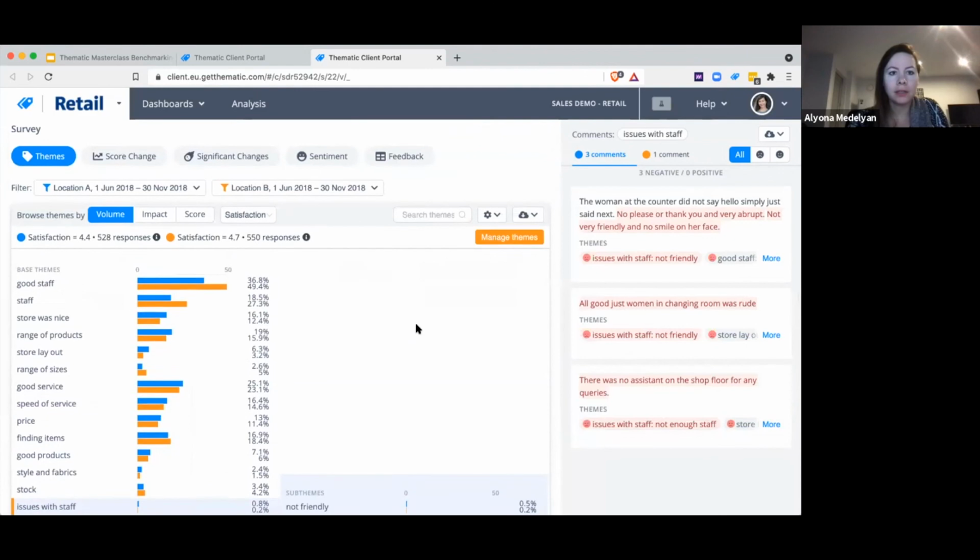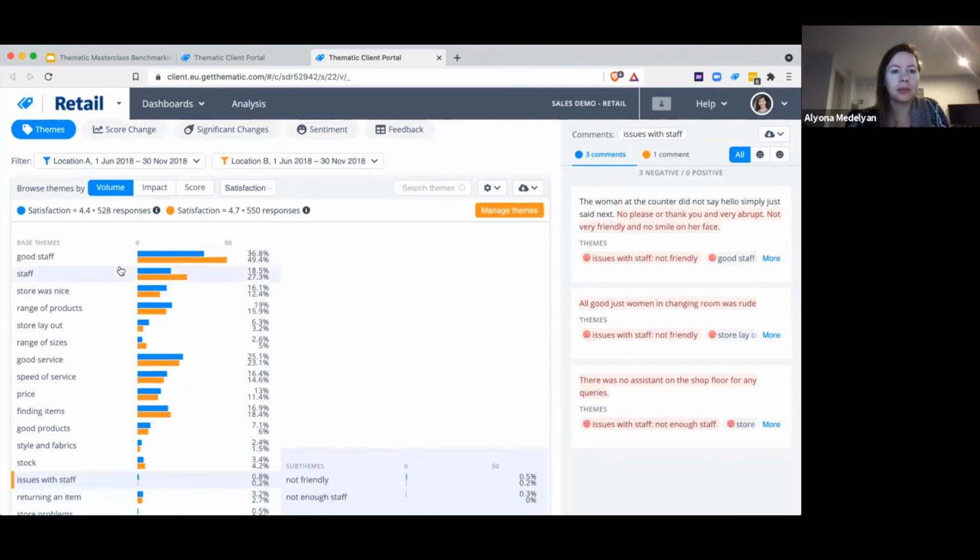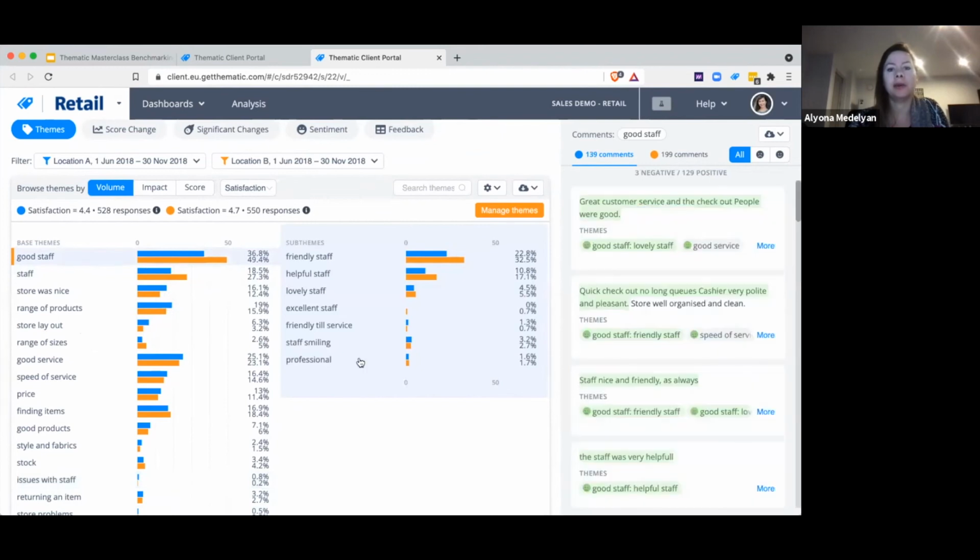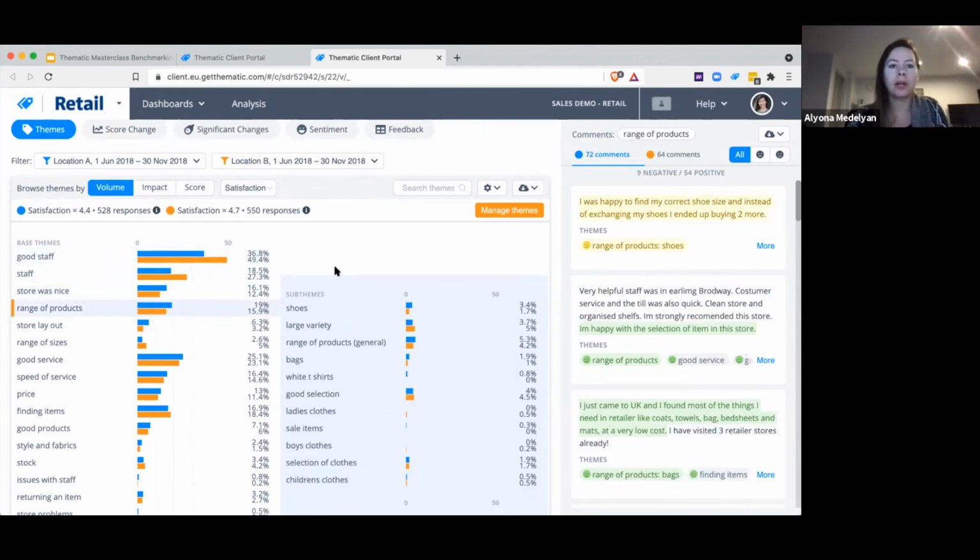Oh, it looks like it's not necessarily something in terms of complaints. It's not necessarily something that occurs frequently. But when people don't mention things like friendly or helpful staff, that means they're kind of lukewarm about the staff, because this specific difference is statistically significant. So Thematic helps you decipher these. So range of products, location A actually has roughly the same, or not a statistically significant difference. And the rest is roughly the same.